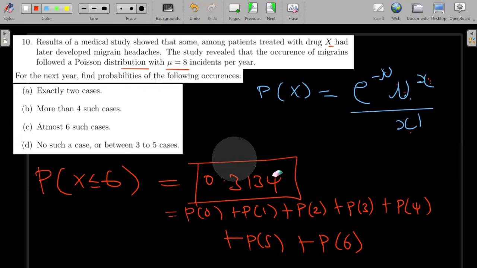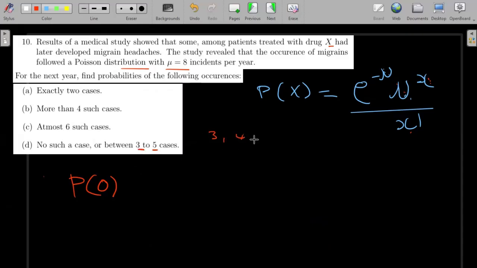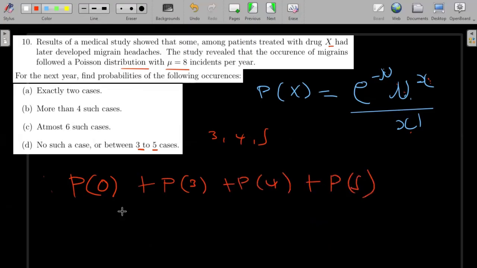And then the last one is saying find the probability that there is no such case. That means the probability of 0 or between 3 and 5. Between 3 and 5, we have 3, 4, and 5. So we are adding the probability of nothing plus the probability of 3 plus the probability of 4 plus the probability of 5.